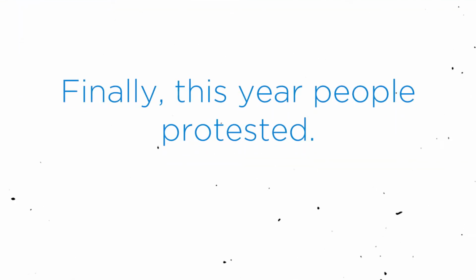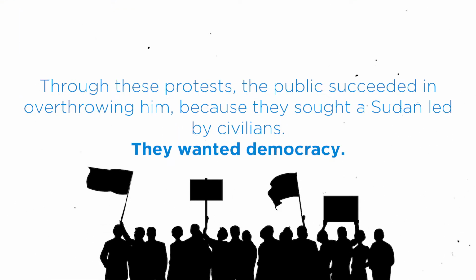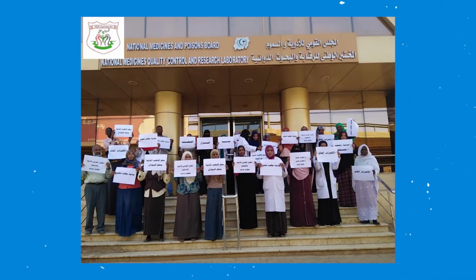Finally, this year, people protested. Through these protests, the public succeeded in overthrowing him because they sought a Sudan led by civilians. They wanted democracy.